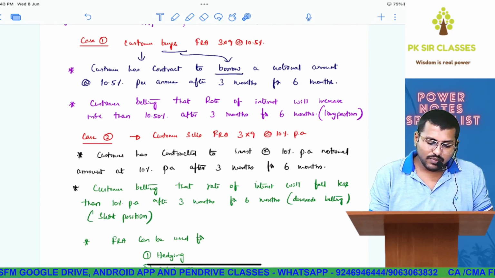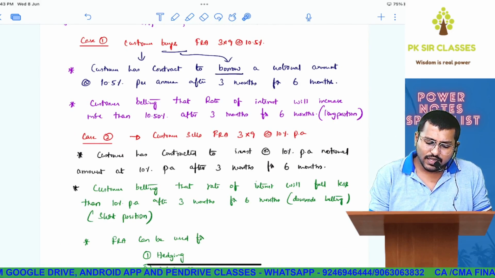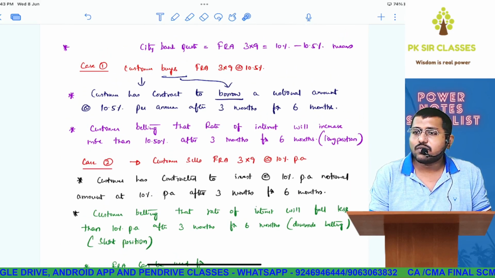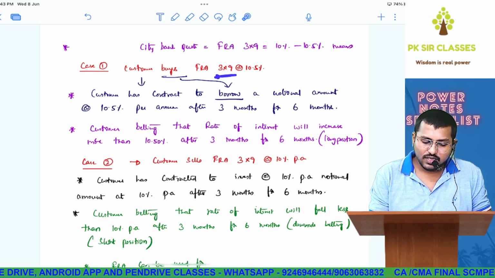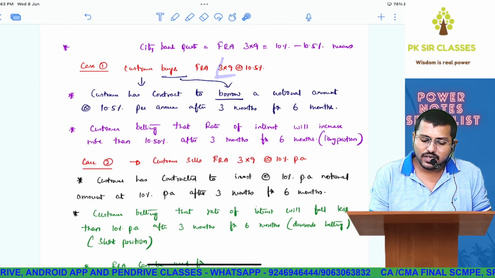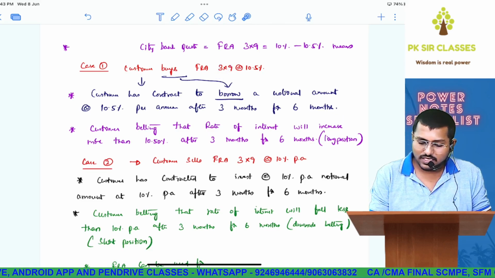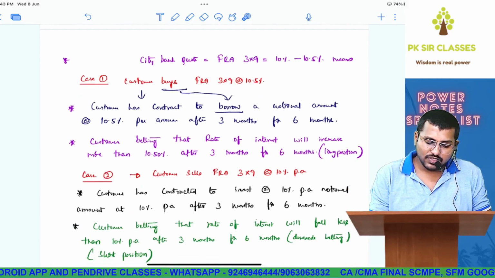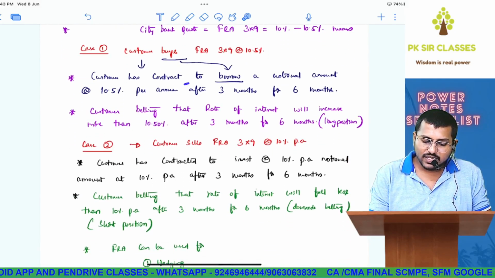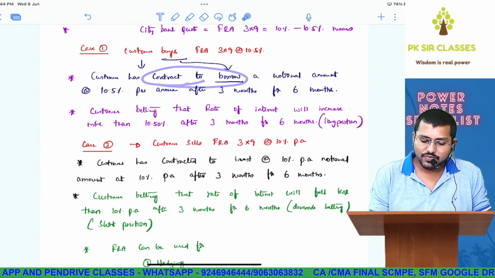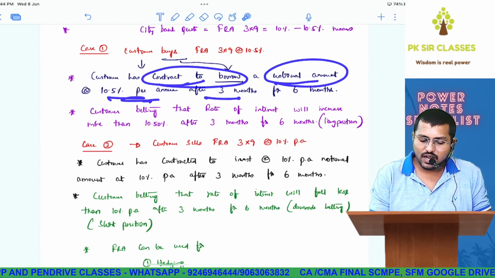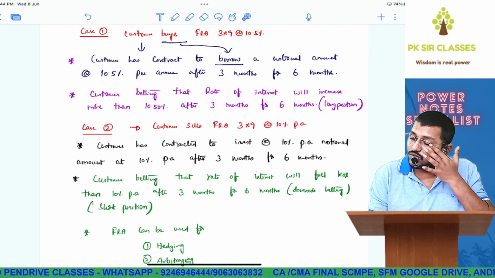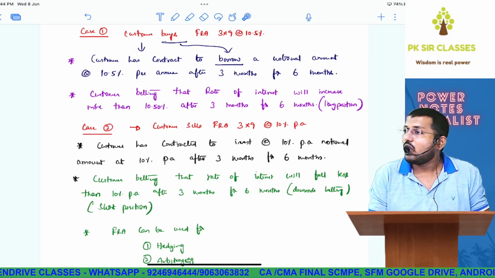So in this example, what did we see? If you wanna buy FRA means obviously you're taking loan. 3 by 9 means after 3 months, you're gonna need a loan requirement for how many months? 6 months at a rate of 10.5%. Are you able to understand? Yes. So what does it mean? It means that customer has got a contract to borrow some amount at 10.5% after 3 months for a period of 6 months. Correct? He feels that the interest rate is going to increase. That's the reason he is going for locking the rate of loan.